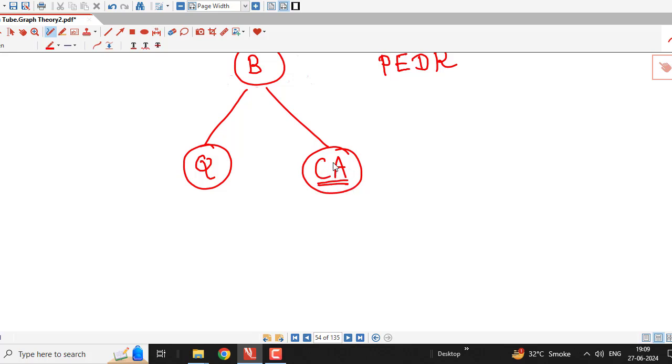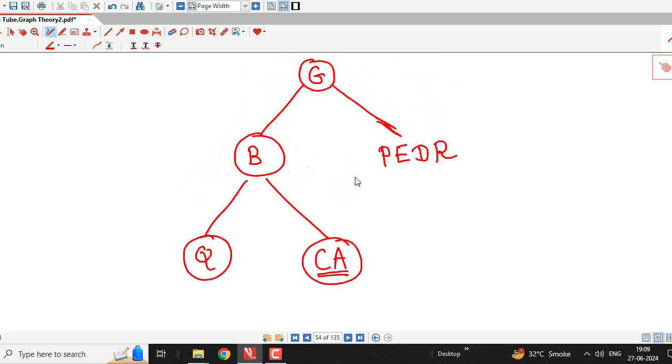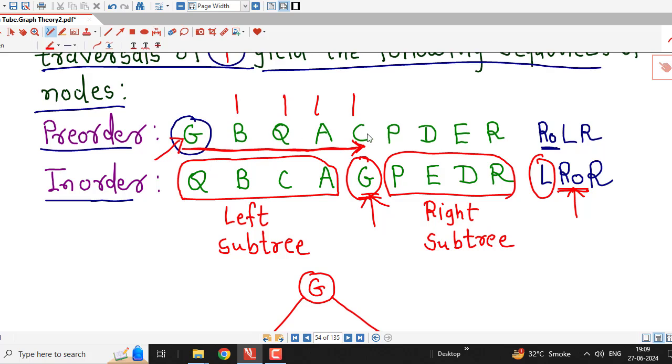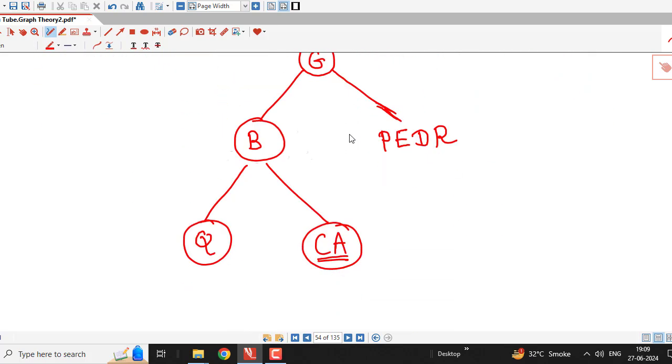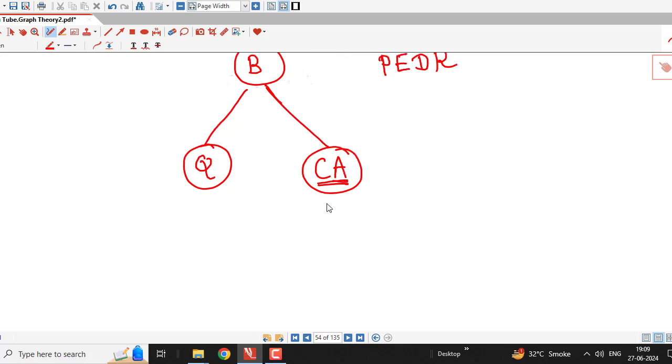So again in pre-order sequence I will check which nodes appear first, either C or A. I check in pre-order, here I have A and here I have C. So A appears first in pre-order, therefore we will consider the right child of B as A, and C is to the left side of A, therefore I will put C as a left child of A, and from this I will delete A. And now I have only one vertex here, so I stop here.